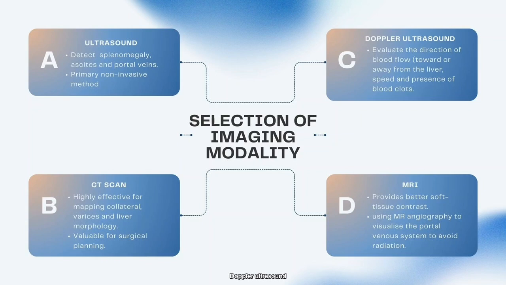Doppler ultrasound will evaluate the direction of blood flow toward or away from the liver, the speed, and also the presence of blood clots. MRI provides better soft tissue contrast, using MR angiography to visualize the portal venous system while avoiding radiation.